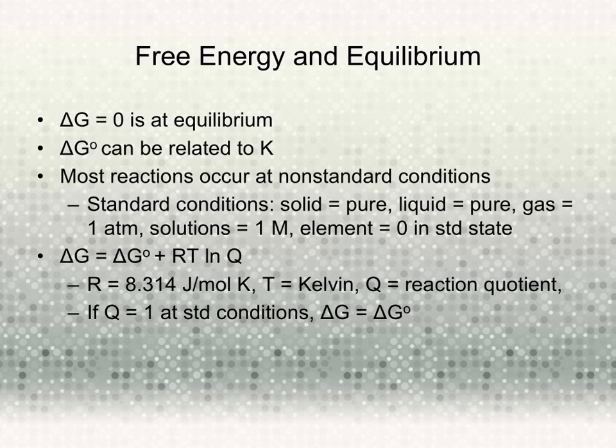Delta G 0, remember the standard molar Gibbs free energy, can be related to our K, or our equilibrium constant. Remember, the equilibrium constant is found by taking the products divided by the reactants. You will raise it to the coefficient, and that's how you calculate K. Most often they're going to give this to you in the problems that you're working with here.